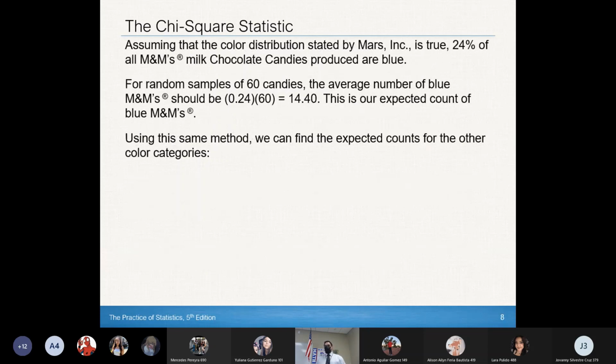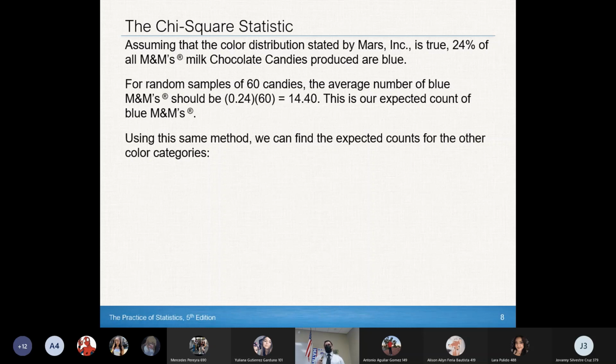Assuming the color distribution stated by Mars Inc. is true, 24% of all M&Ms milk chocolate candies produced are blue. For random samples of 60 candies, the average number of blue M&Ms should be 0.24 times 60, which is 14.4. This is our expected count of blue M&Ms. Using the same method, we can find the expected counts for the other color categories.